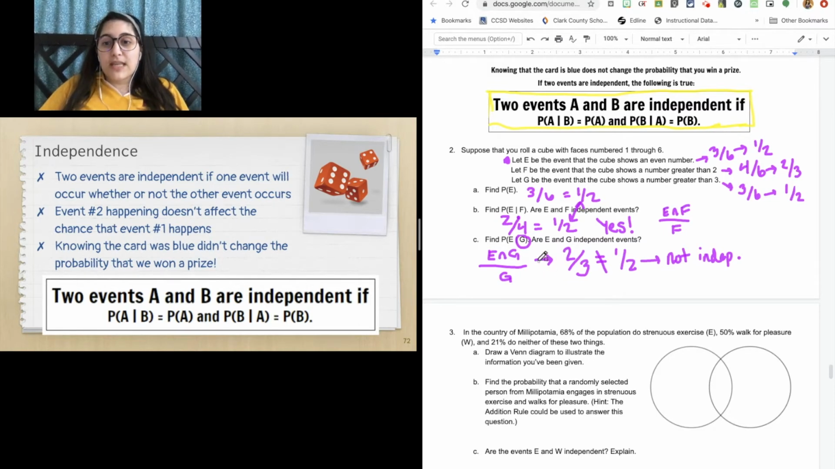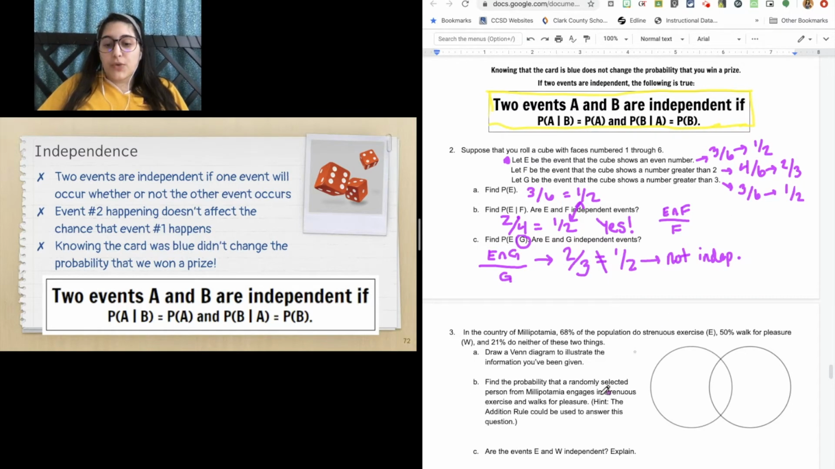Okay, so the key thing to take away from this is that if you add the restriction and you still get the same probability, they are independent. Those two events are not going to affect each other. But if the probability changes, then that restriction affected the probability of the first event.